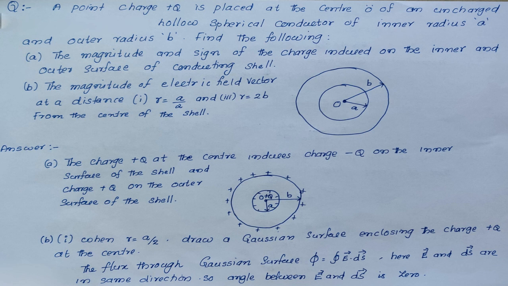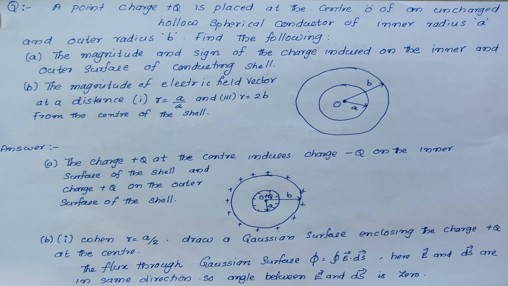On the Gaussian surface, the electric field vector and area vector are in the same direction, so theta is equal to 0. So we got the value of flux phi is equal to E into 4 pi a square by 4, because we know the area of a sphere is 4 pi r square. Here r is equal to a by 2, so we get total area is 4 pi a by 2 all square. That's why we got the flux passing the Gaussian surface is phi is equal to E into 4 pi a square by 4.